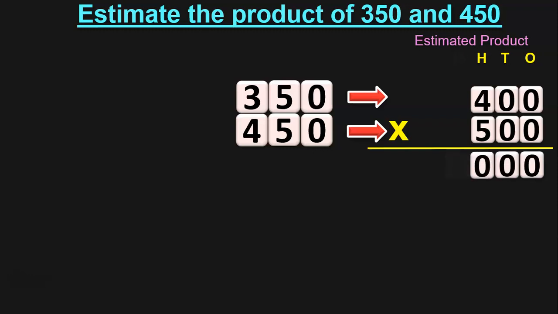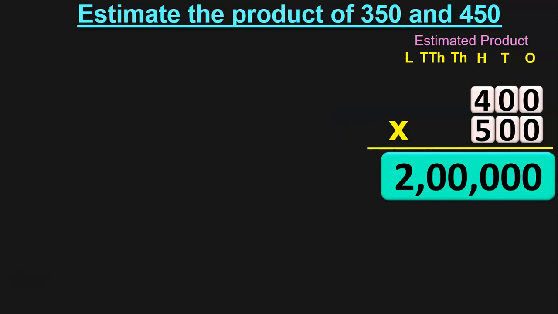5 into 0 is 0, 5 into 0 is 0, 5 fours are 20, 0 and 2 will move to the lakhs place. So the answer that you get is 2 lakh, which is the estimated product. Let us now try to find out the actual product.